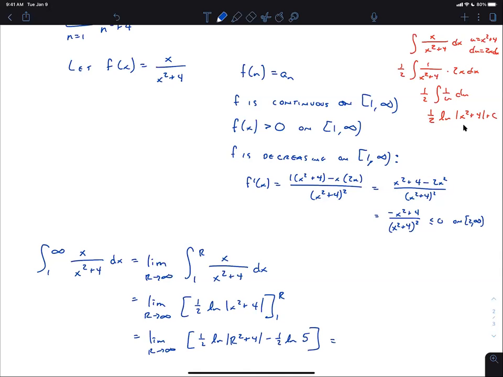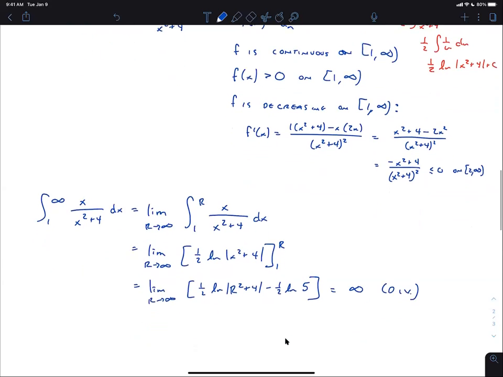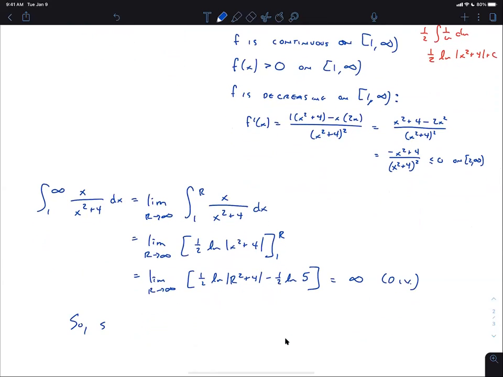And then that actually goes to infinity, because as r goes to infinity, r squared goes to infinity and plus 4 goes to infinity, and log of that goes to infinity. Half of infinity is still infinity, and then minus this is still infinity. So this diverges. So the series diverges by the integral test. And like I said, we wouldn't want to do any of that unless we were told to.